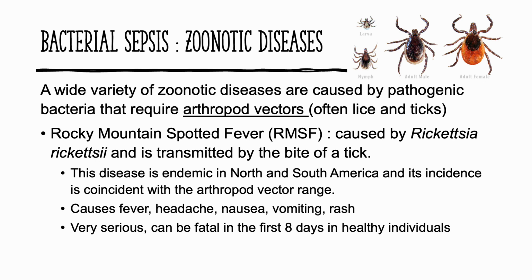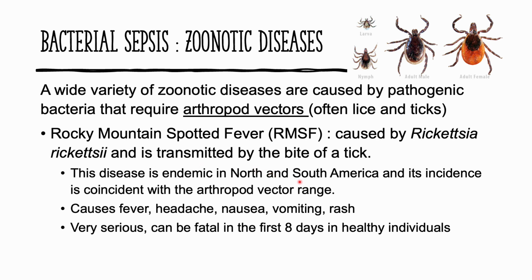So we just saw with the plague that bacteria can be transmitted through fleas, but there are other types of zoonotic diseases that are transmitting these pathogenic bacteria that require these different arthropod vectors. So it can also be like lice and ticks too. An example of that is Rocky Mountain spotted fever, and this is caused by the bacteria Rickettsia rickettsii that's transmitted to humans from the bite of a tick.